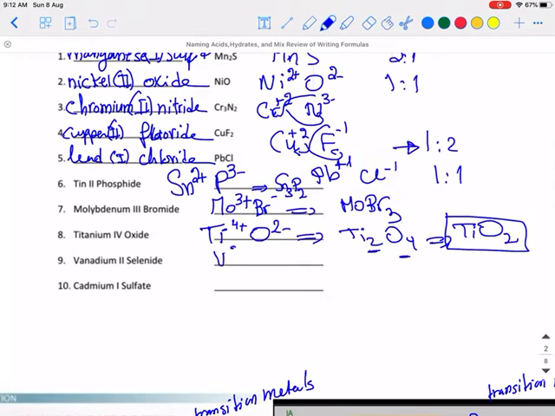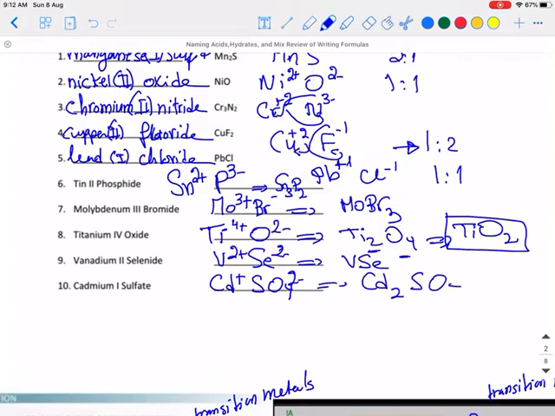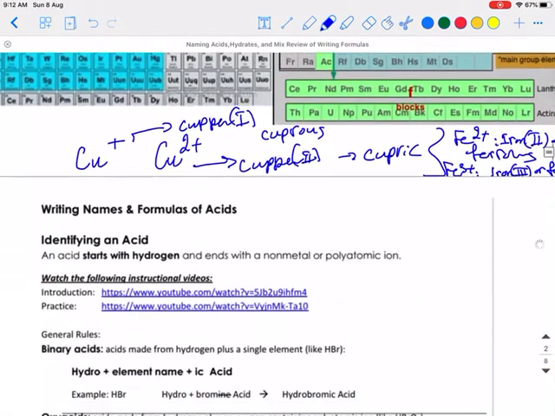Vanadium selenide. Vanadium 2 plus. Selenide, selenium is group 6, so 2 minus. Ratio 1 to 1, so VSe. Cadmium 1 plus. Sulfate is a polyatomic ion, 2 minus. Crisscross, so Cd2SO4.